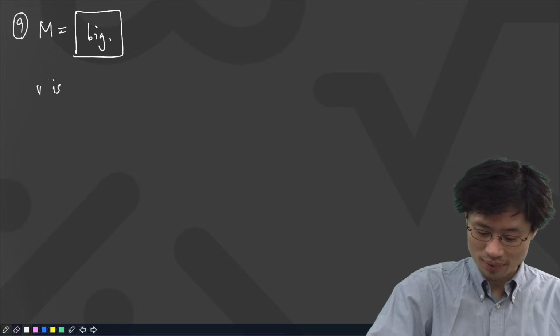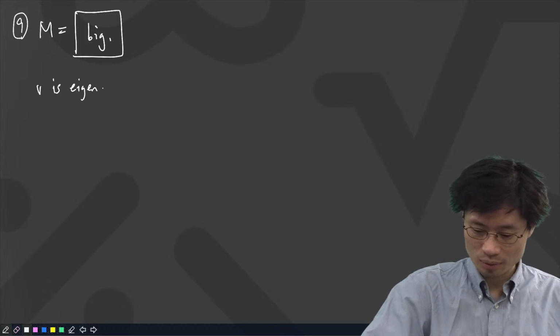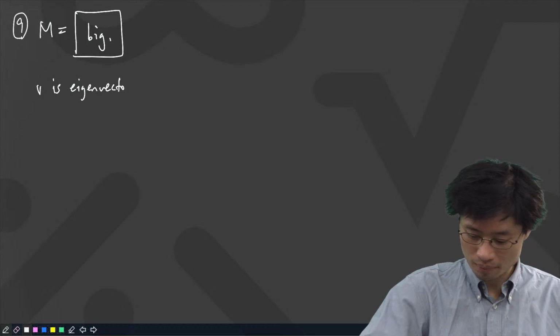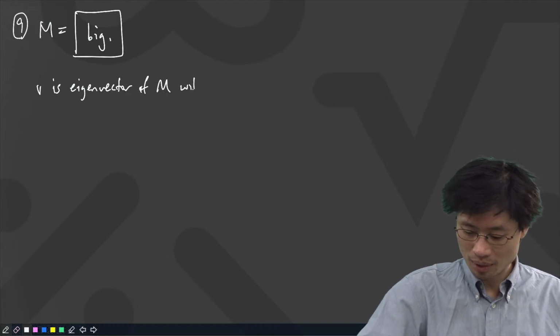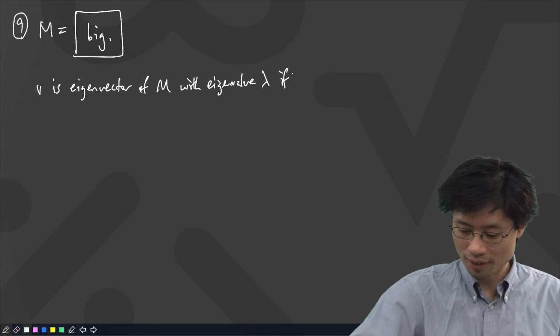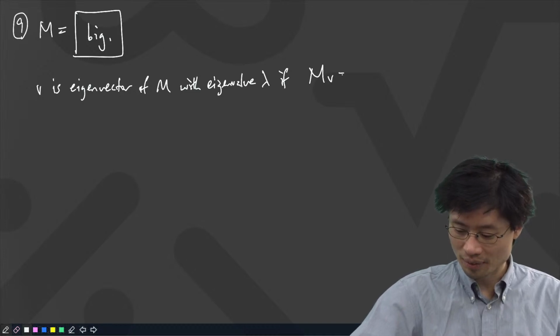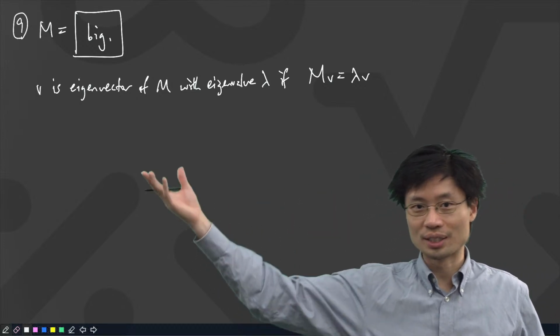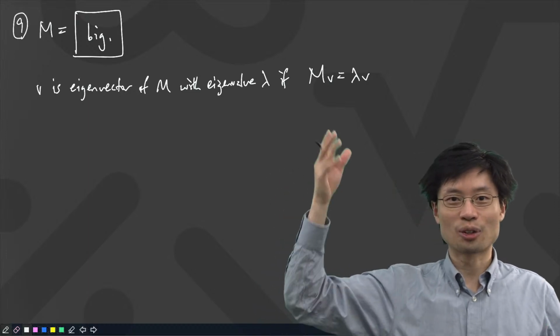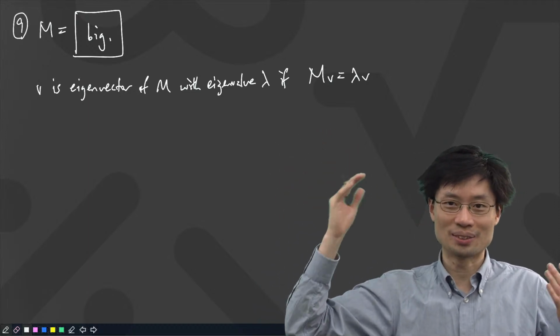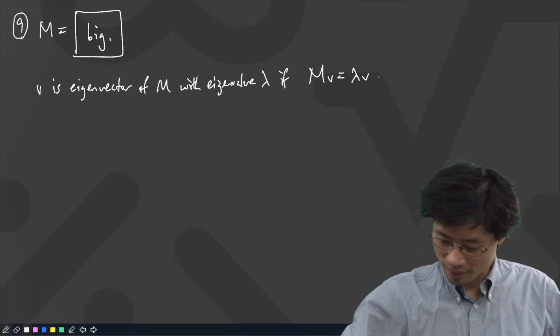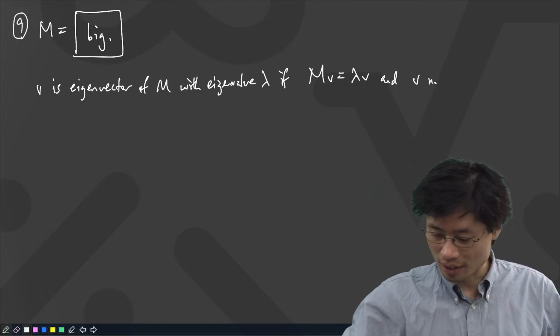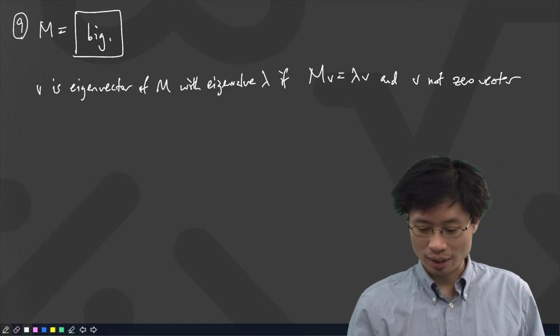Okay? V is an eigenvector of M with eigenvalue lambda if you happen to know that Mv equals lambda v. Except that whenever you do this, you actually have to do it with v not 0, or else it's trivial. If v is allowed to be 0, of course M times 0 is lambda times 0 for every lambda. So v is not the 0 vector.